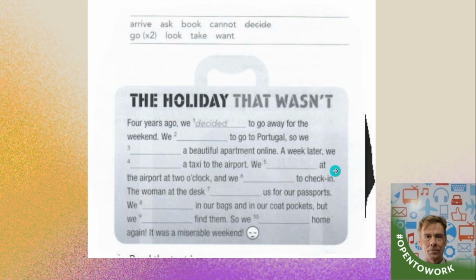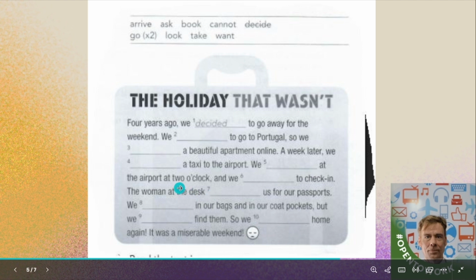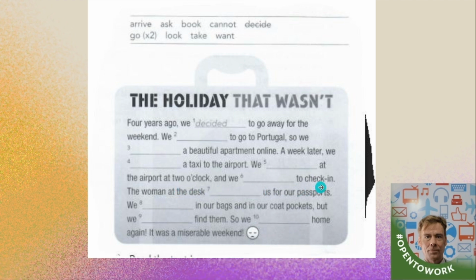We at the airport at 2 o'clock. I mentioned before the verb arrive needs a preposition, at. So there it is. It's a regular verb, so we arrived at the airport at 2 o'clock, and we to check in. Your correct verb here is go. In the past, it is an irregular verb, so we went to check in.